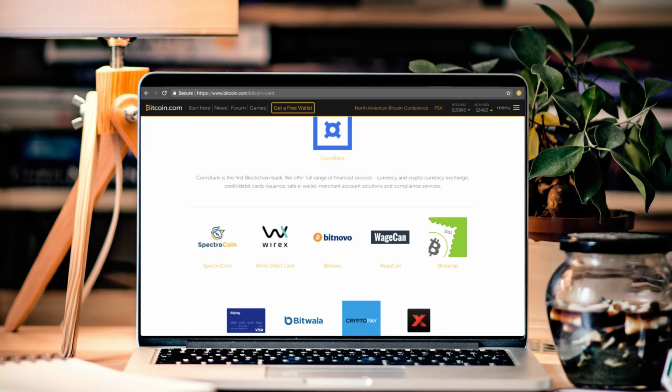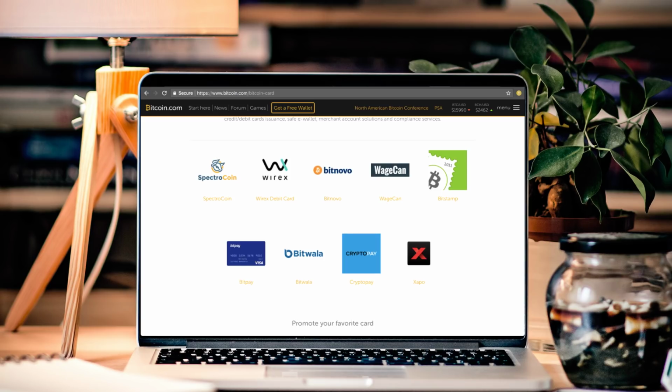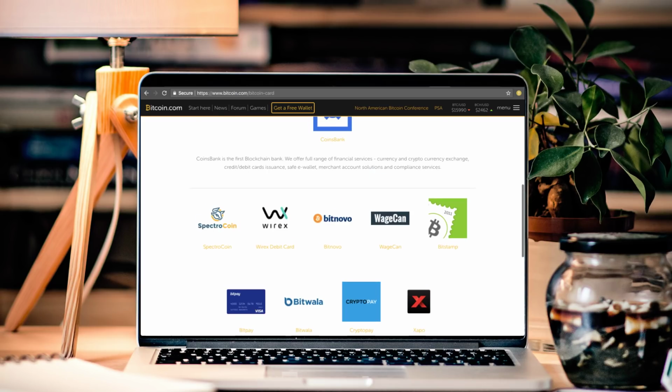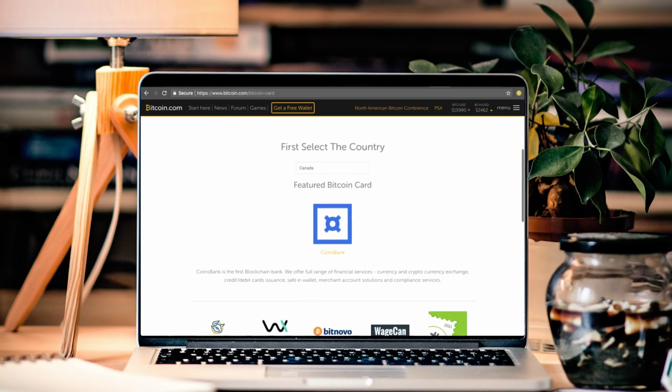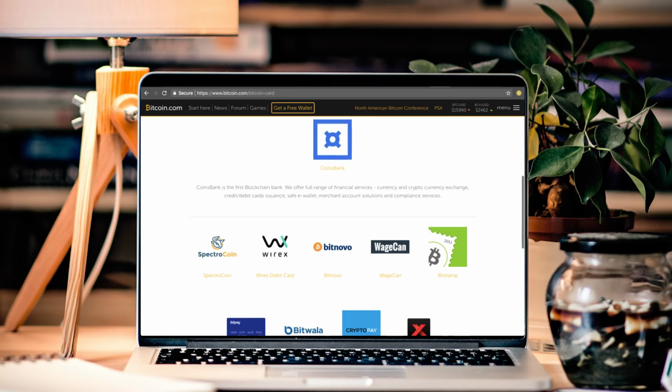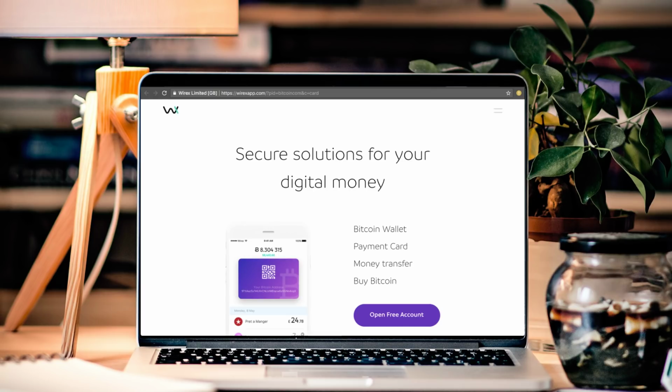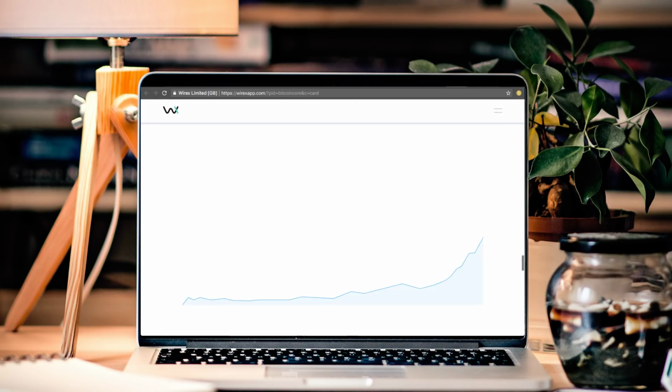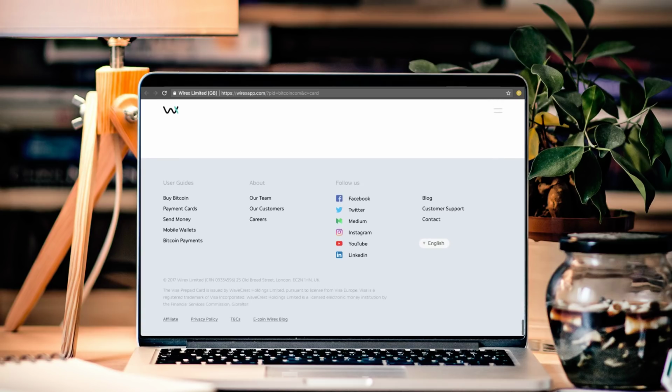Now if you hop over to bitcoin.com, they had a large list here of cards that you could use depending on what country you're from. Pretty cool tool here, but if you look at the bottom of these pages, so let's jump over to say WireX, right at the bottom of their page here, you can see that Visa prepaid card issued by WaveCrest Holdings.